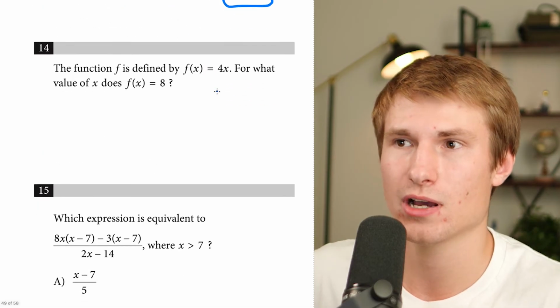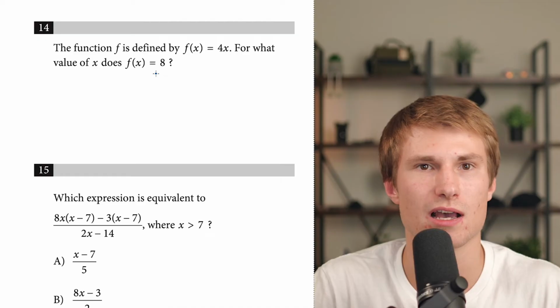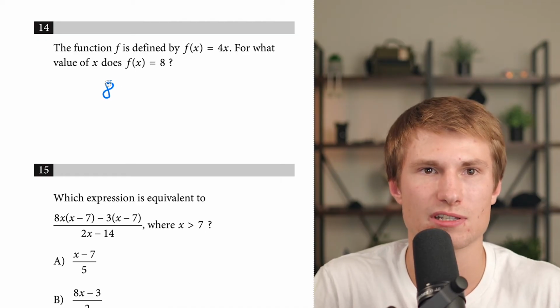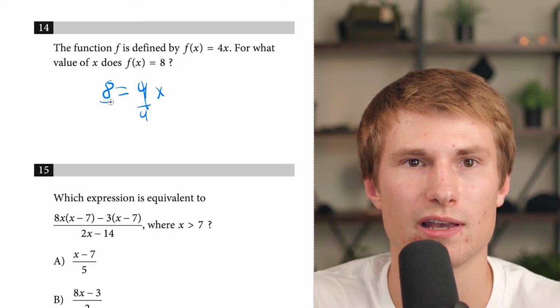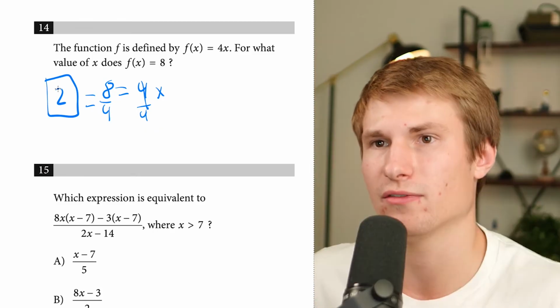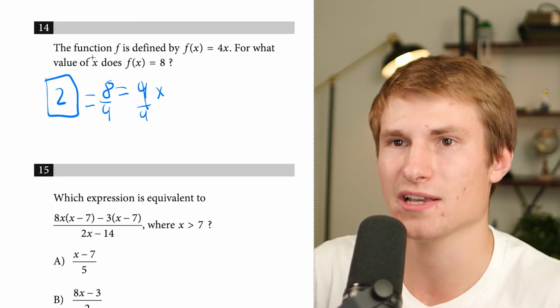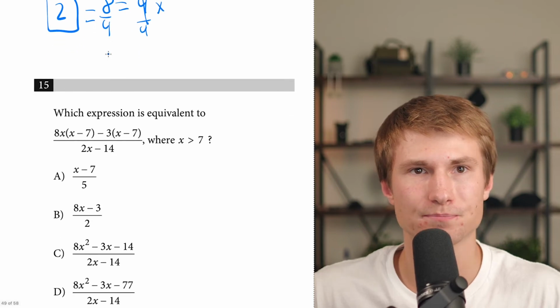All right, anyways, moving on to number 14. Function f is defined by f of x equals 4x. For what value of x does f of x equal 8? In that case, we would just set this up as 8 is equal to 4x. Solve for x by dividing both sides by 4. 8 over 4 is equal to 2. So 2 would be our answer for the value of x at which f of x is equal to 8. And as you can see, we're only asked to answer the value of x, not x plus anything or x minus anything or anything like that.